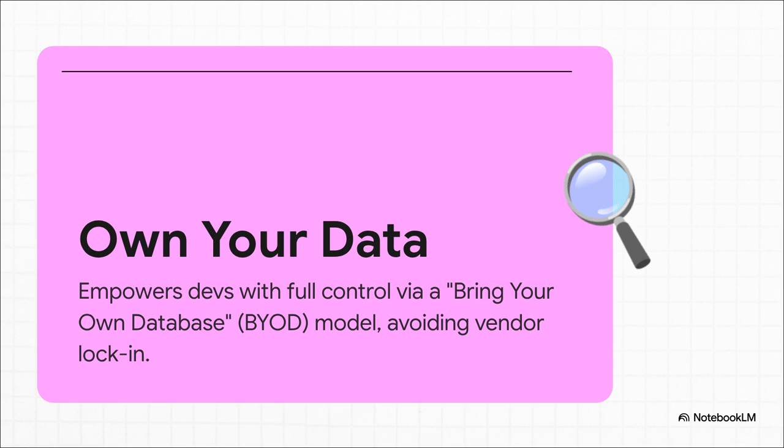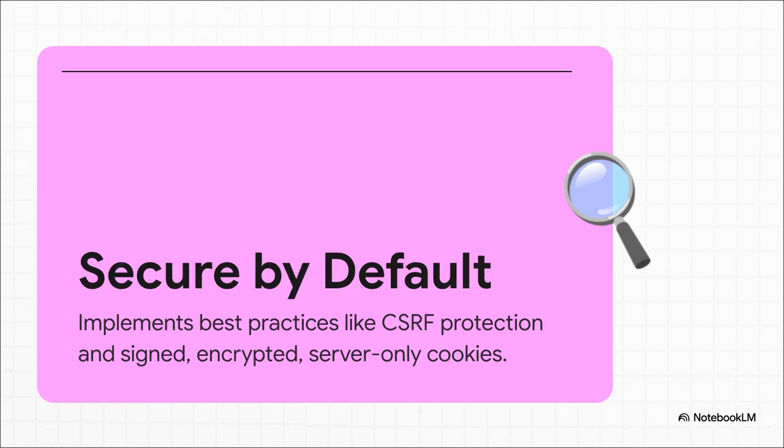Next is own your data. And honestly, this is probably the single biggest difference between Auth.js and managed services. It works on a bring-your-own-database model. You just connect it to your own database, Postgres, MongoDB, whatever you want, and that gives you complete, total control over your user data. And what does that mean? No vendor lock-in, no data silos. It's your data, period.